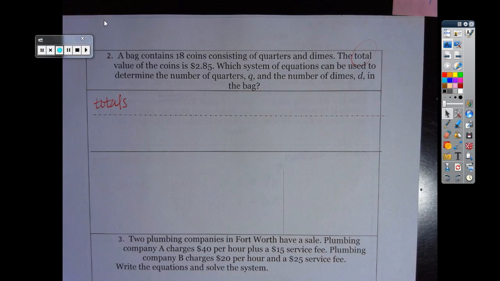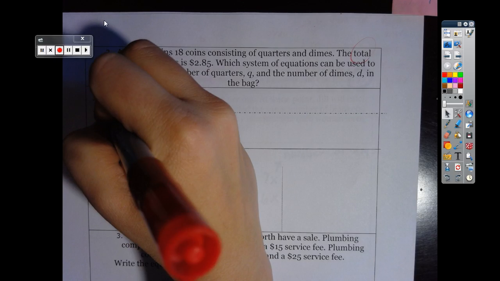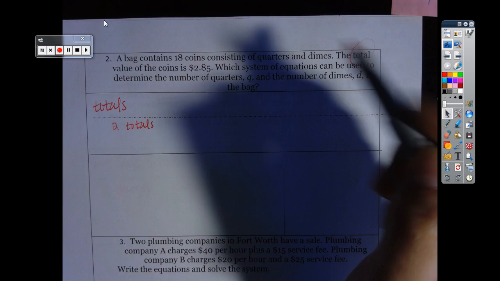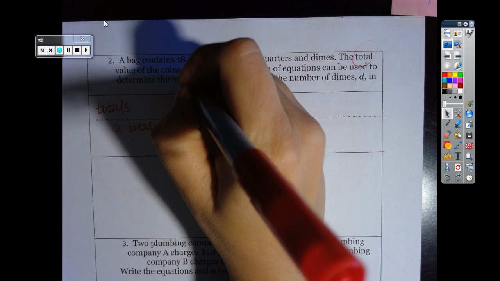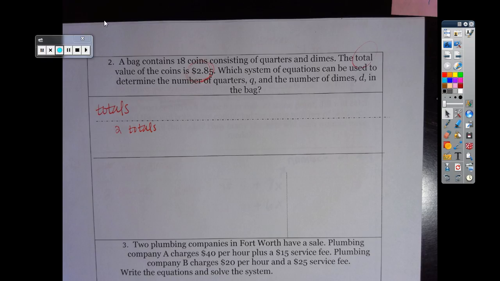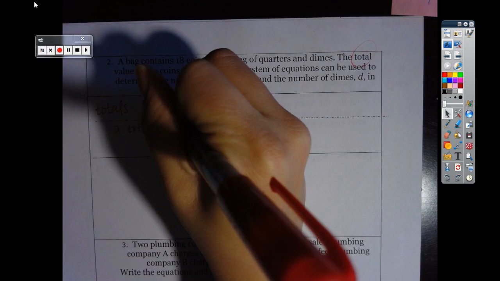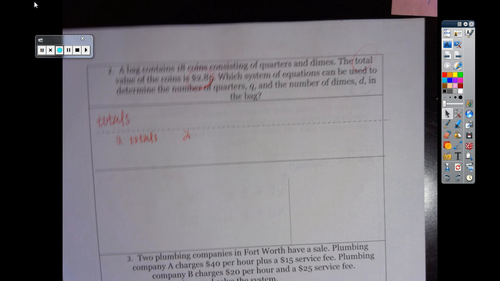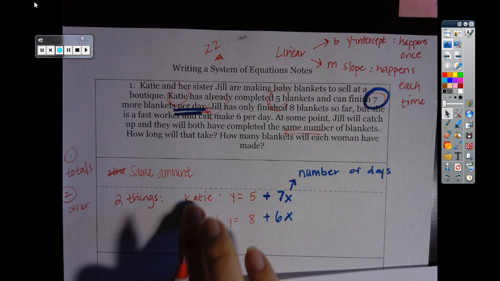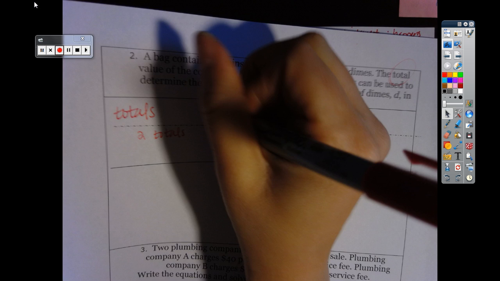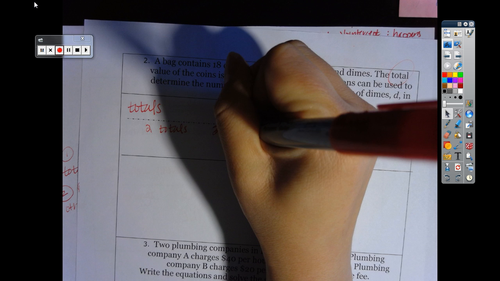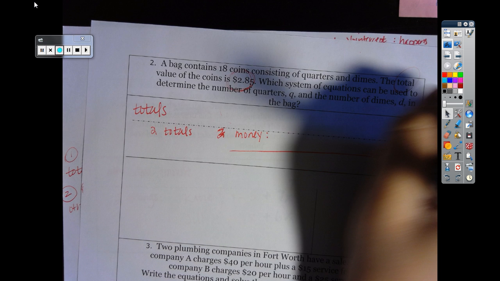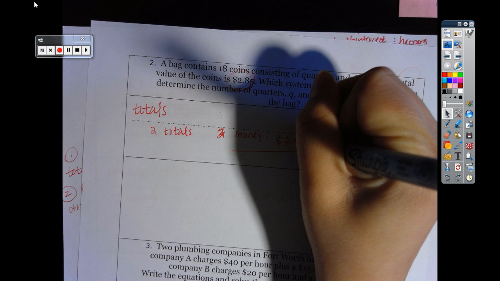This is totals. So we have 2 totals. What are my totals? Well, they tell us the total is $2.85. Before I write that, I'm going to put what I am dealing with. That's very important. When you do the one by yourself, you're going to just put what you are dealing with. So before I put this, I'm going to write money, and my first total, because there are 2 things, is $2.85.